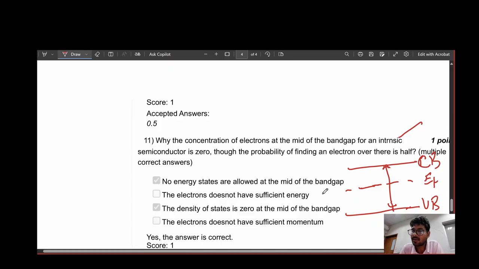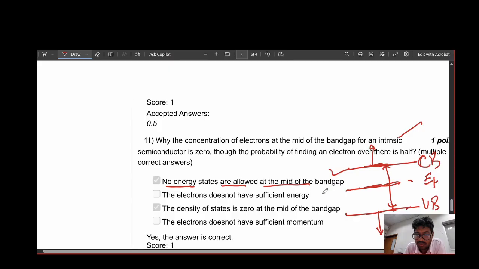The states that are available are above the conduction band and below the valence band. So this is the band gap, where there are no states in the material. In between the conduction band and the valence band, there are no states available, though the probability of finding an electron is 1 by 2. So no energy states are allowed at the middle. This is one answer.